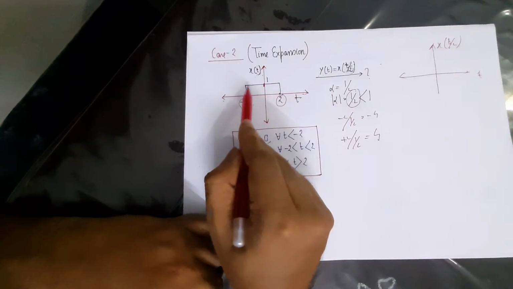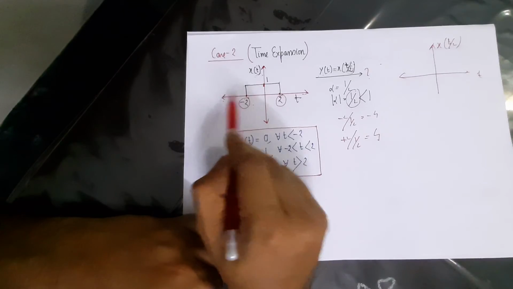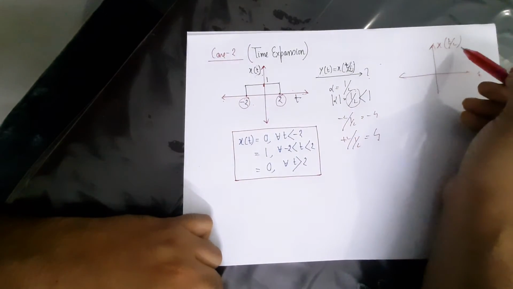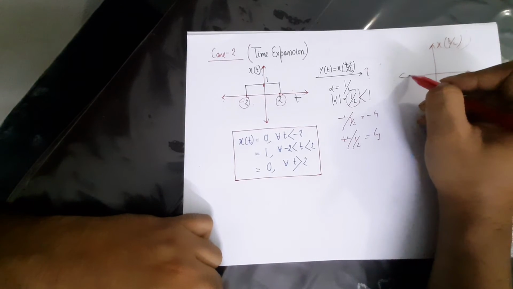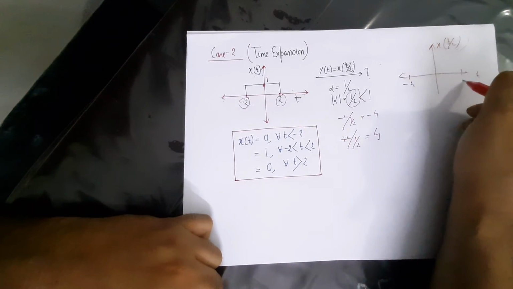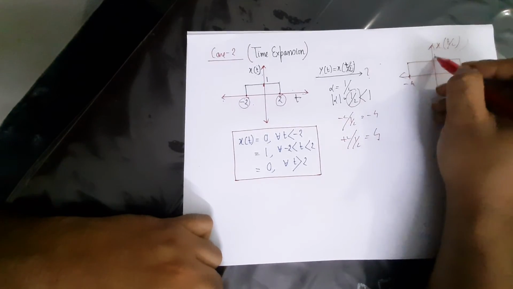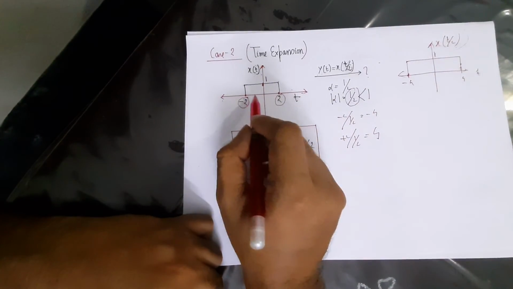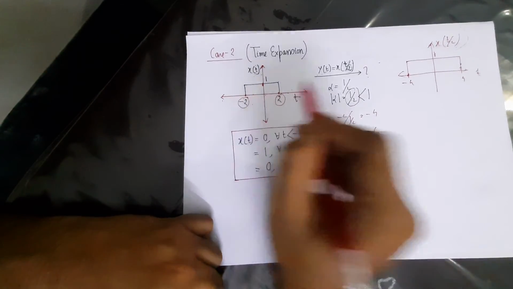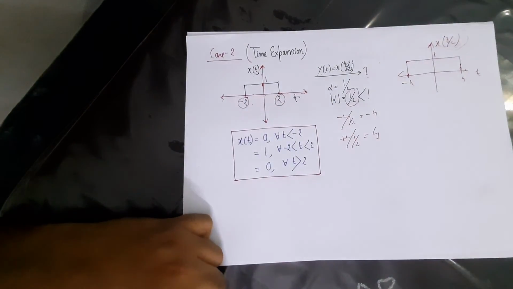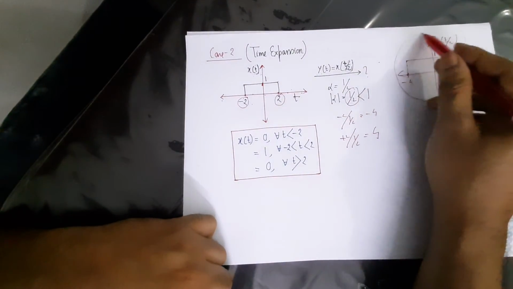In this case, x of t was constant at 1 when t was varying from -2 to 2, and outside it was 0. So in the new signal, x of t by 2, the value will remain 1 when t varies from -4 to 4. The value will remain constant at 1. You have to simply divide the different time instants in the parent signal by the scaling factor to get the new signal. So that's how the waveform of the signal looks.